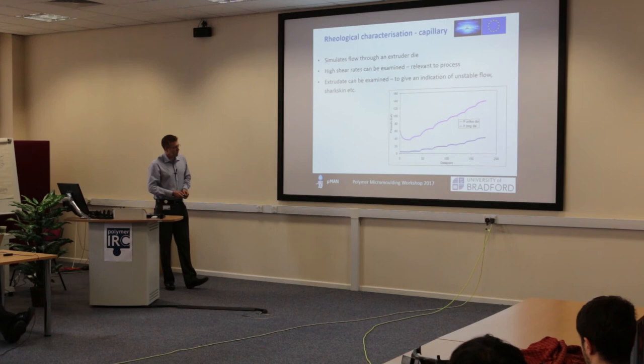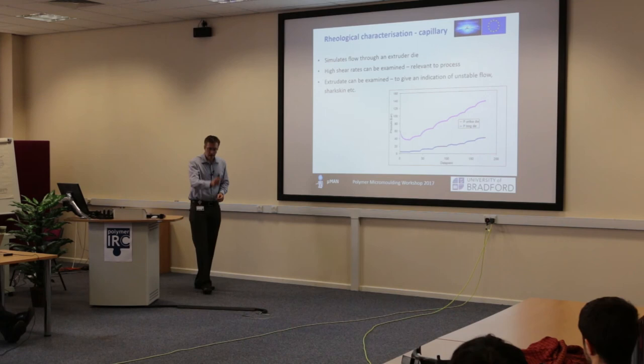Another advantage of this test is we can actually see the material as it comes out. The material exits the die and comes out as a strand, and it flows down and curls up on the floor. And we can actually see it. That is quite useful sometimes, because many polymers exhibit unstable flow at certain flow rates.